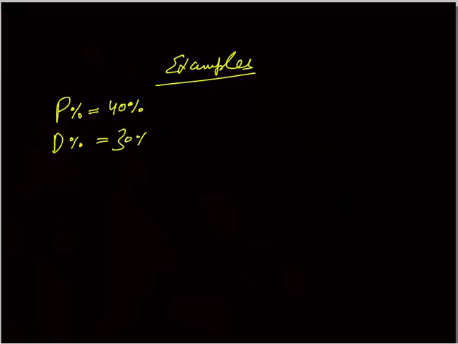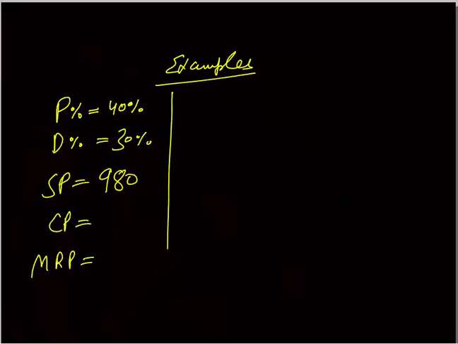Let's discuss some examples on the concept I just discussed. For example, profit percent given to you is 40%. Discount percent is given to you as 30%. And your selling price is rupees 980. Find cost price and MRP. Now don't go by the formulas that are given in the books, any kind of aptitude books. Go by the logic I just explained.